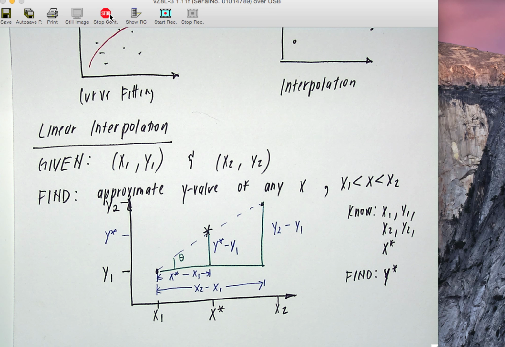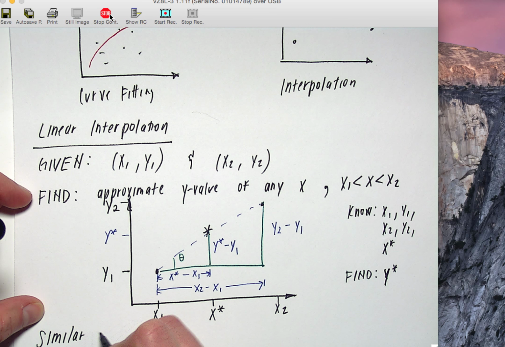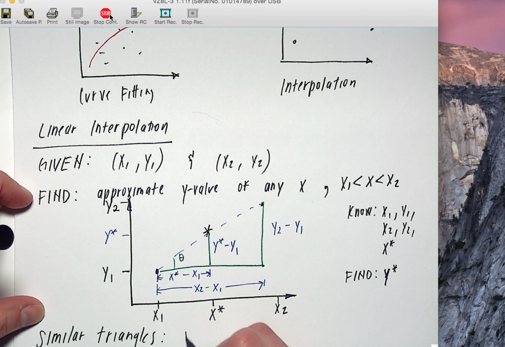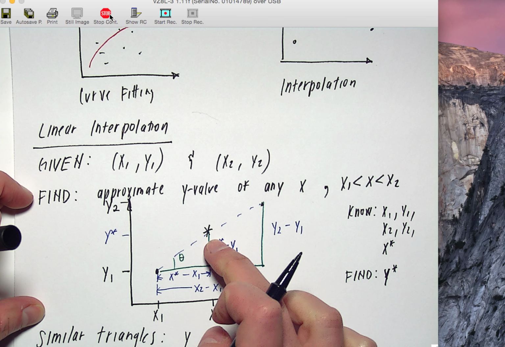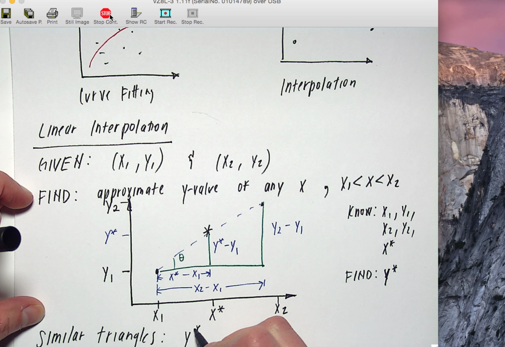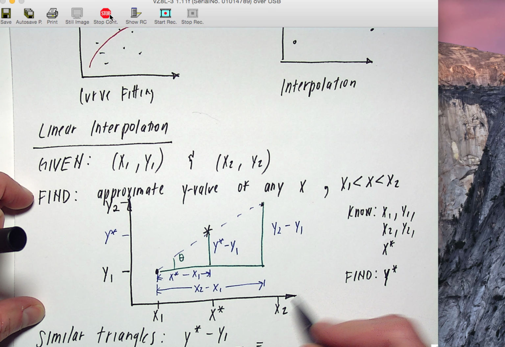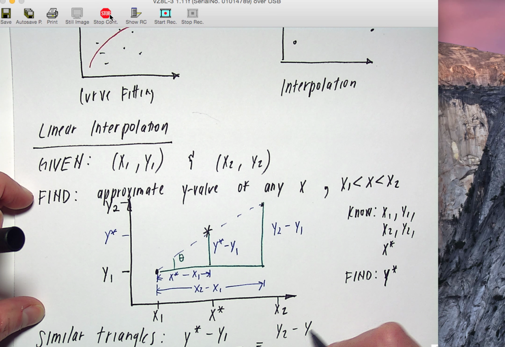So we can just do the opposite over adjacent of each triangle is going to be equal. So I'll do that. So we'll do opposite over adjacent of the little triangle is y star minus y1 over x star minus x1. And then the bigger triangle is going to be y2 minus y1 over x2 minus x1.